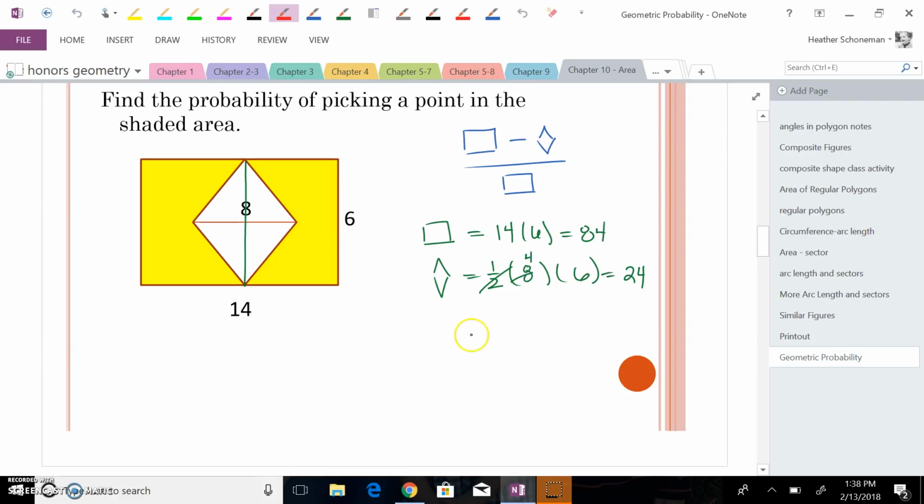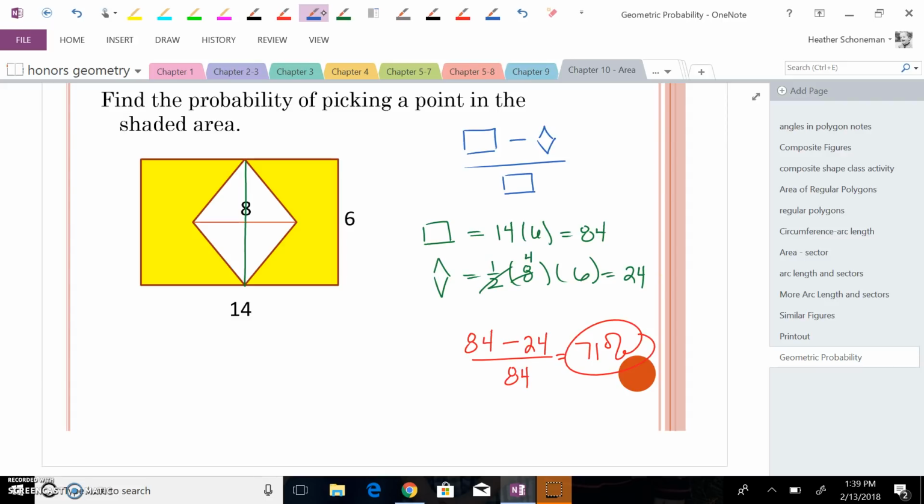We're going to do the rectangle, 84, minus the rhombus, 24, divided by the total. When you're putting that in your calculator, you want to do 84 minus 24 and then hit equal, then divide by 84, because otherwise your calculator will mess up the order of operations. When you do this, we're going to round to the nearest whole percent. So you're looking at the first two decimals, and that will leave us with 71%.